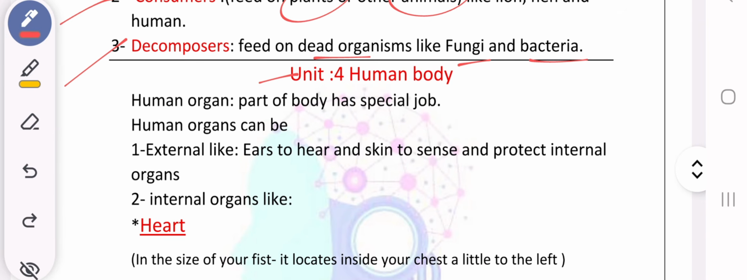Now let's talk about Unit 4, which is the human body. This is our body.